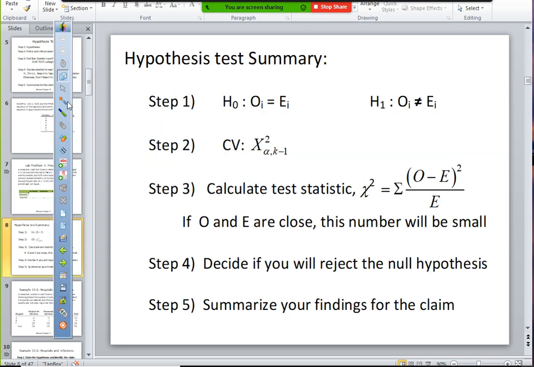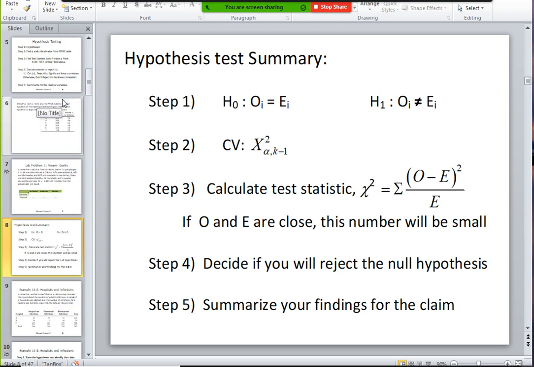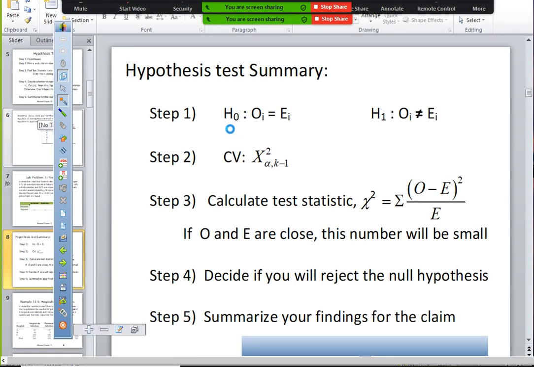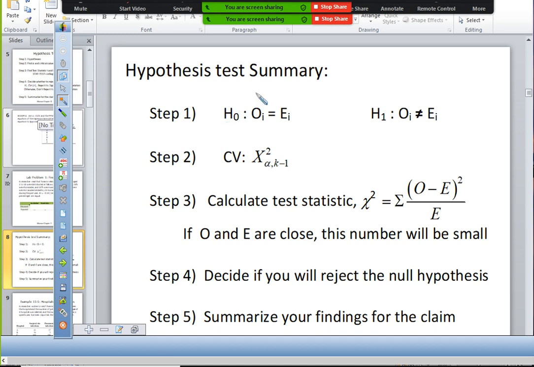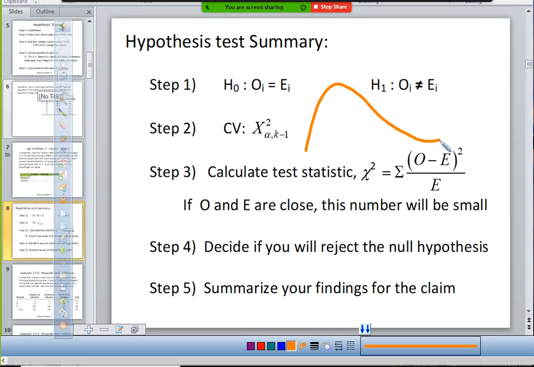So this is kind of a quick summary of this. All right, your first step is going to be H0 is that your observeds equal your expecteds. H1 is that your observeds do not equal your expecteds. And then step 2, you're going to look up the critical value in the chi-square table using the number of categories minus 1. And then you're going to draw this kind of very steep hill that kind of runs out. And then you're going to shade, again, remember it's only right-tailed because it's positive always. So this is 0 here, and it only goes to the right.